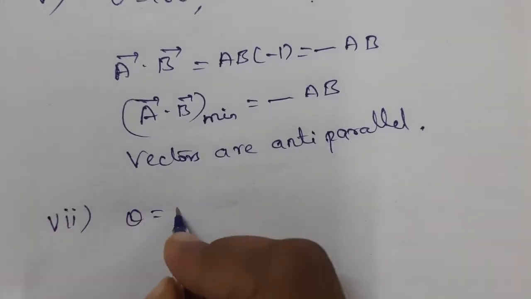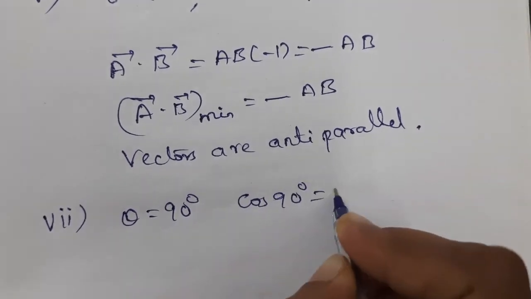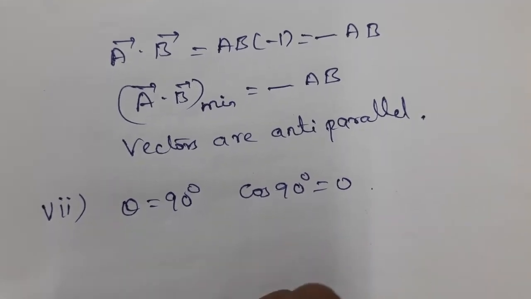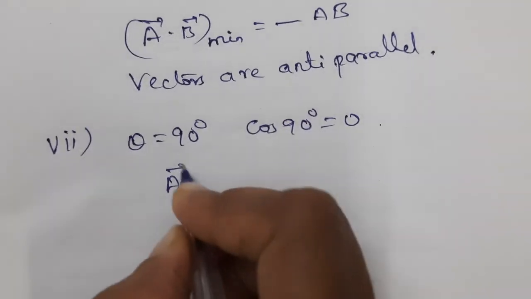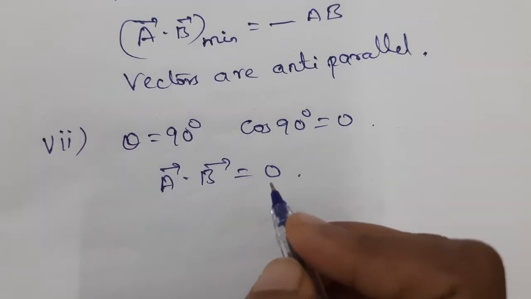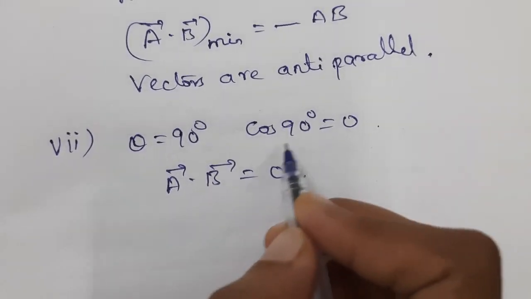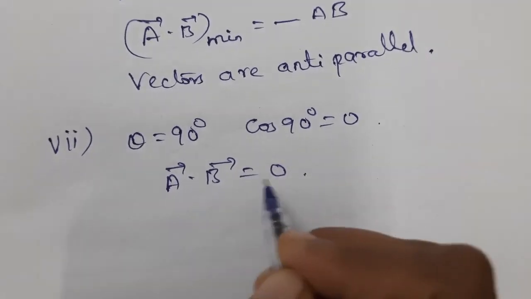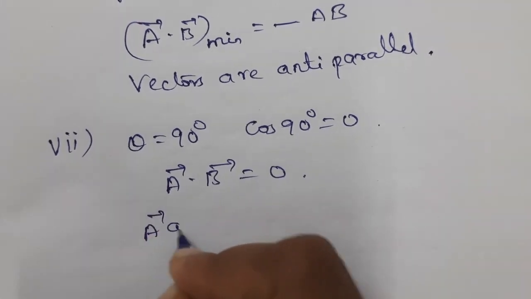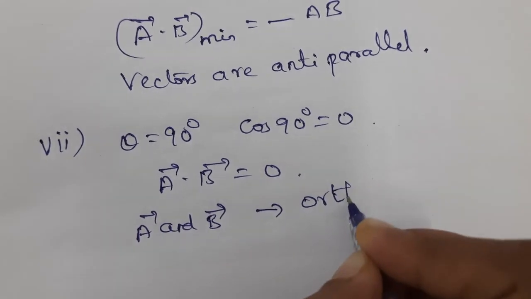Next point, it is the 7th point. Theta is equal to 90 degree. What is cos 90 degree? Cos 90 is 0. So A dot B value becomes 0. If two vectors A vector and B vector are perpendicular to each other, that is 90 degree, then their scalar product A dot B equal to 0. So we can say A and B are said to be mutually orthogonal.